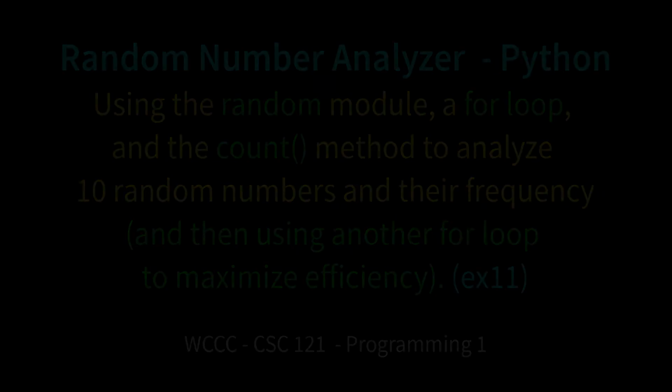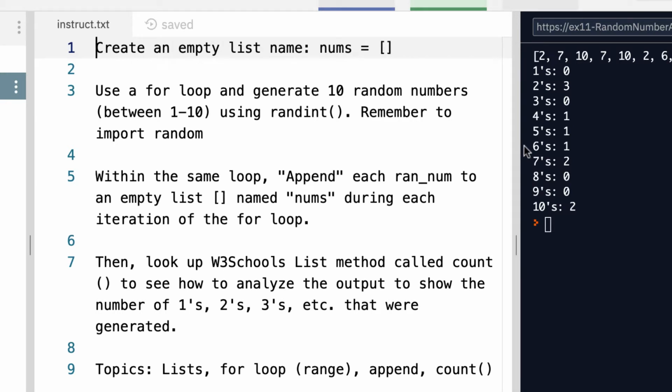And what you're asked to do in this exercise is to create an empty list, generate 10 random numbers that are going to get appended or added to that list. We're going to use the append method, which is a list method. And then we're also going to do a count method, which is going to count how many times a number showed up in that list.